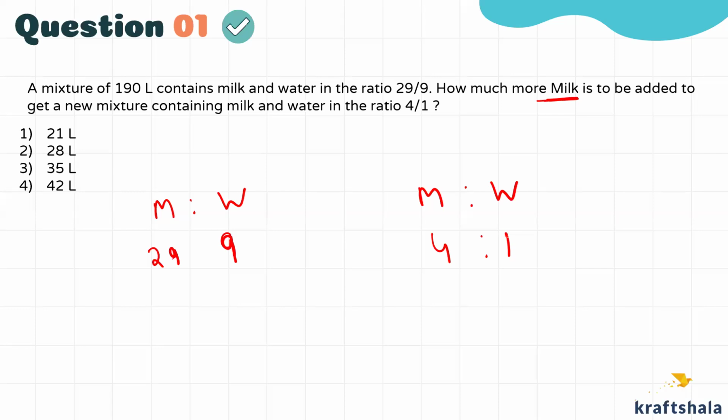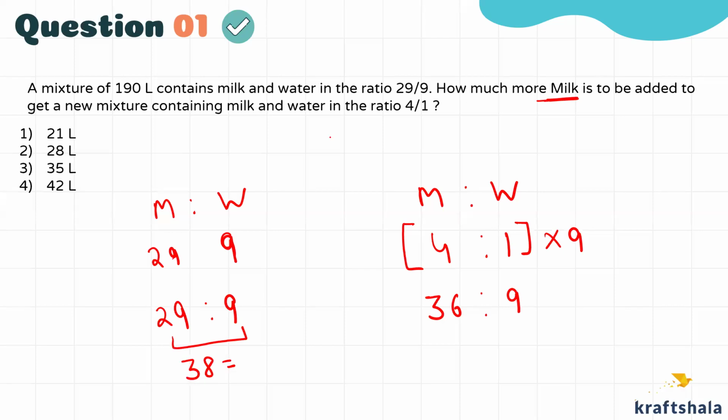So to make this 9, I'll have to multiply this ratio by 9, isn't it? Now this becomes 36. 9 fours are 36 and 9 ones are 9. Now it seems logical that earlier the ratio was 29:9 and now the ratio is 36:9. Okay. Now 29 and 9, how much? 38 parts. 38 parts is equal to 190, the way we did it. So 1 part is equal to 5. X की value 5 थी.